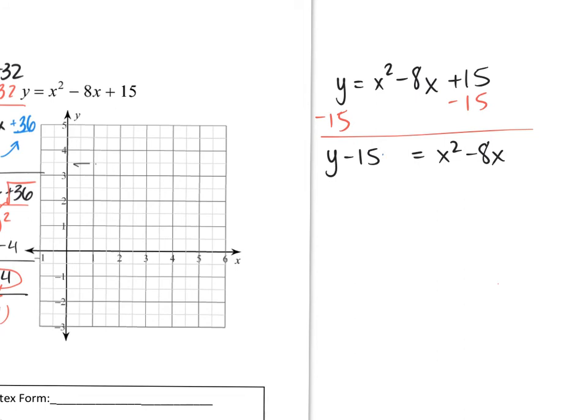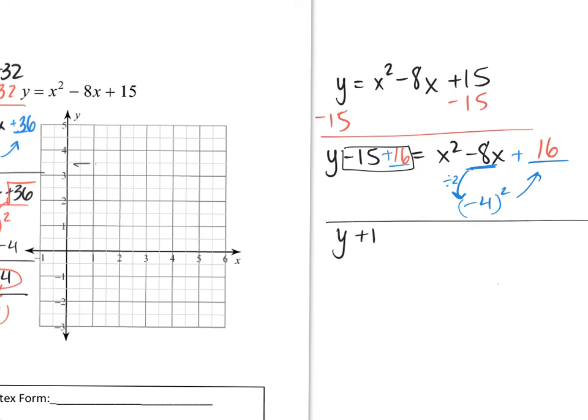If I add my blanks in, remember, we fill in that blank by taking the middle term, dividing it by 2, which would be negative 4, and then squaring that answer. Well, negative 4 squared is positive 16. I'm going to add a 16 to both sides of the equation. So that means on the left side, I really have y plus 1 equals this stuff on the right side.